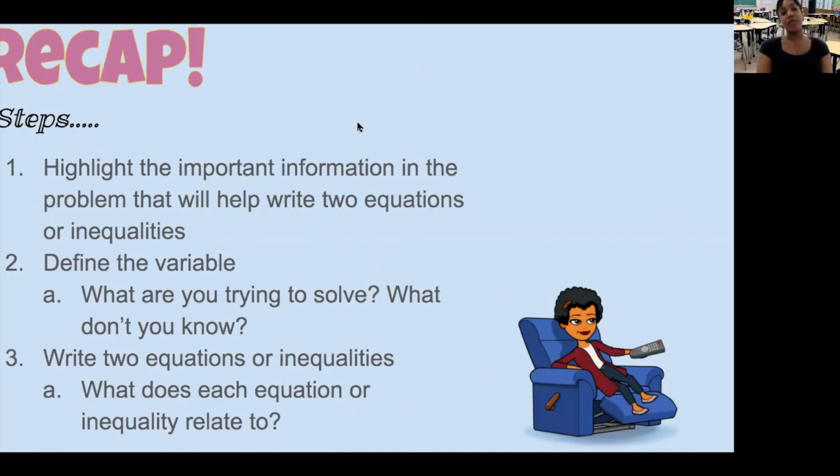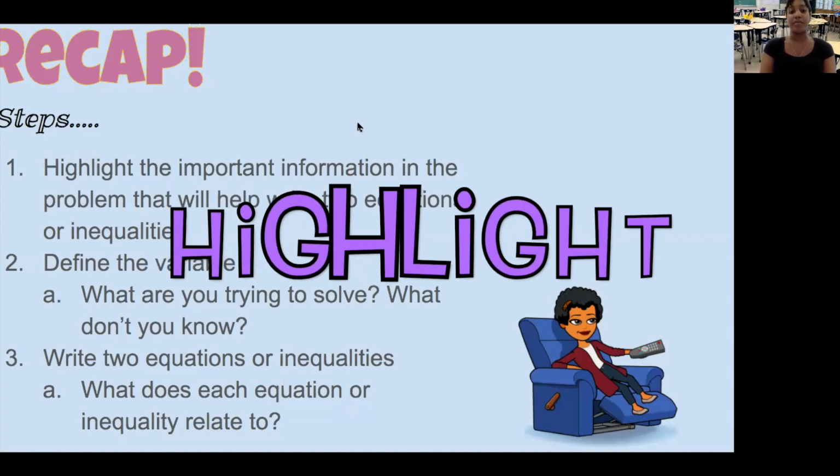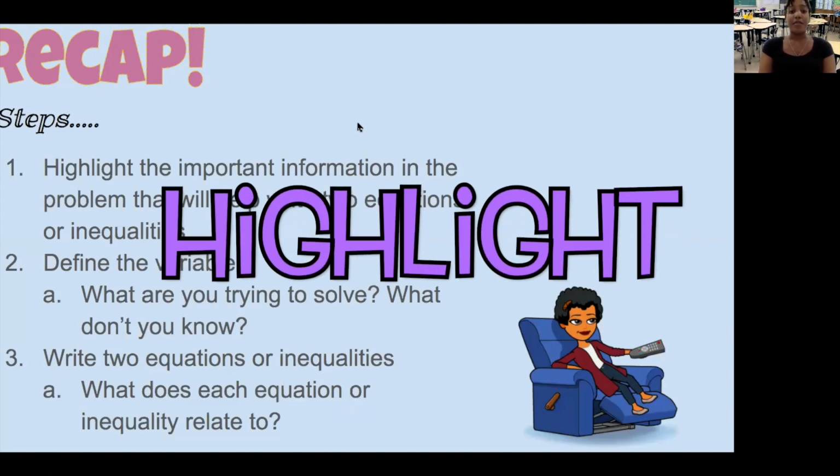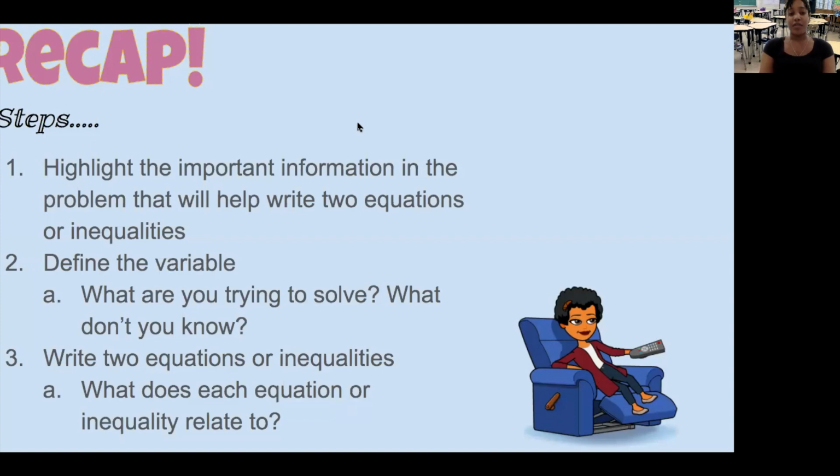All right. First thing that we want to do is highlight any important information in the problem that will help to write two equations or inequalities. By important information, all we mean is what is the problem talking about, and what information leads us to that? Are there any keywords like at least, at most, in total? We're looking for those words to guide us.